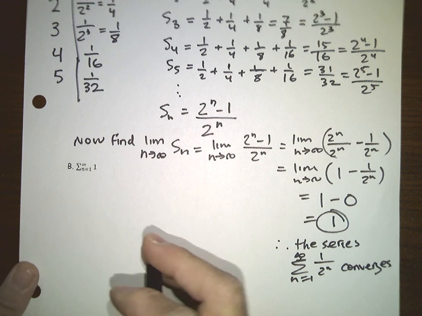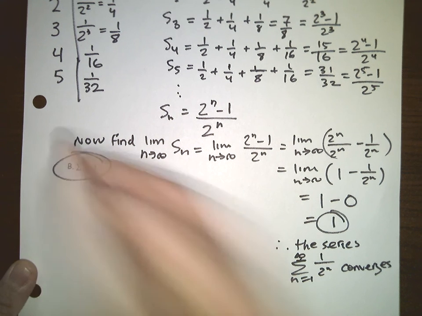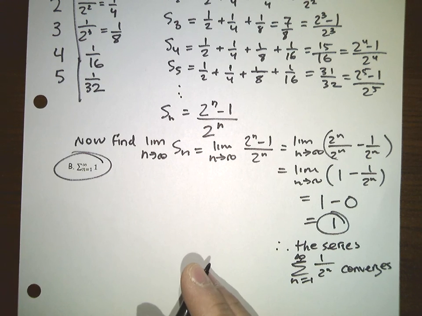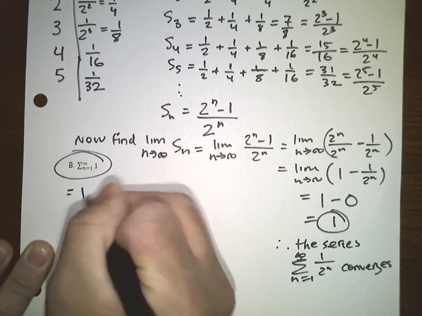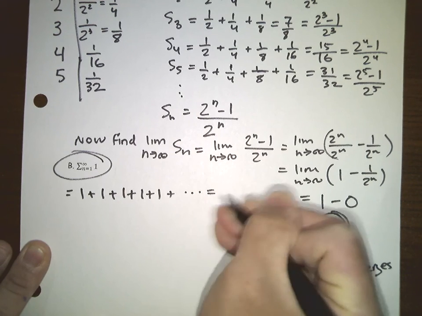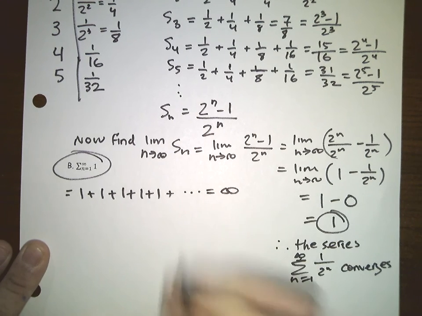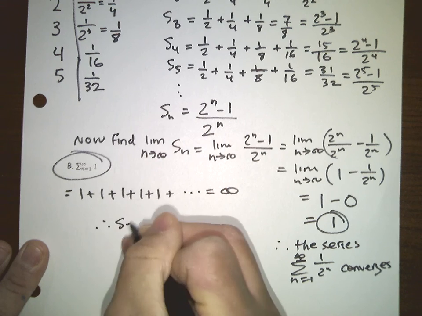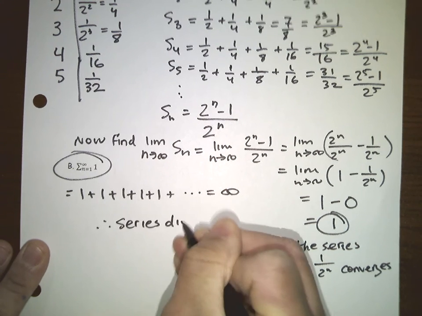And then the last example here, the sum n equals 1 to infinity of 1. Well, this is just 1 plus 1 plus 1 plus 1 plus 1, and it will keep on going until you just add it up to infinity, and so therefore the series diverges.